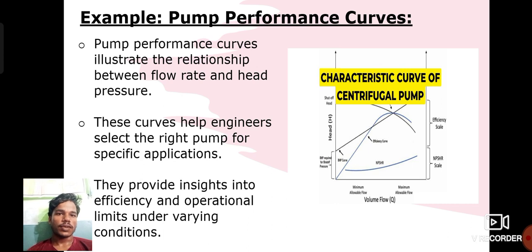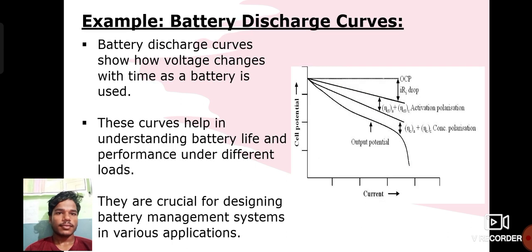Examples: pump performance curves. Pump performance curves illustrate the relationship between flow rate and head pressure. These curves help engineers select the right pump for specific applications. They provide insights into efficiency and operational limits under varying conditions. Battery discharge curves. Battery discharge curves show how voltage changes with time as the battery is used. This curve helps in understanding battery life and performance under different loads. They are crucial for designing battery management systems in various applications.